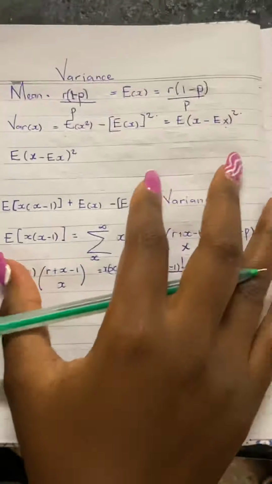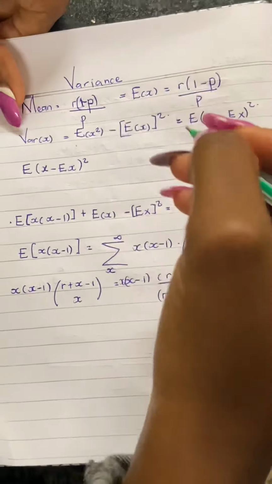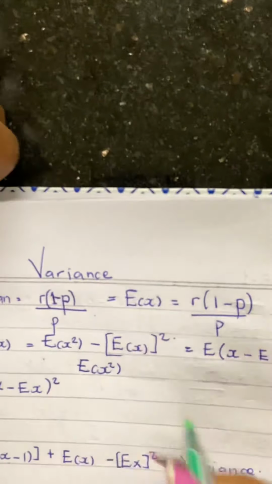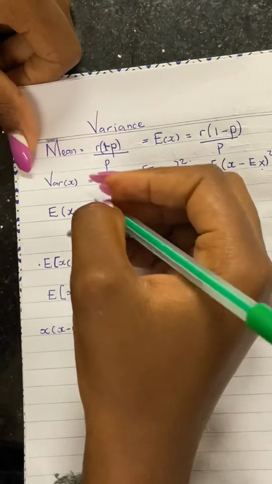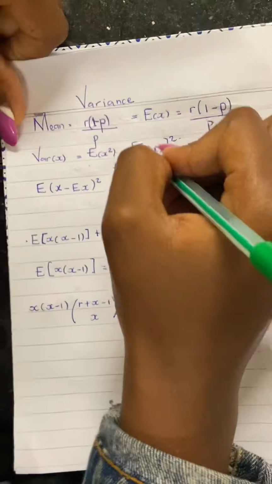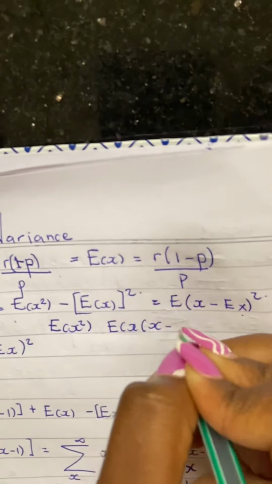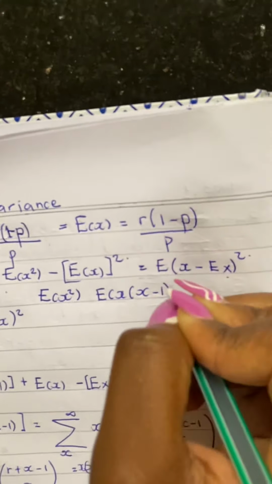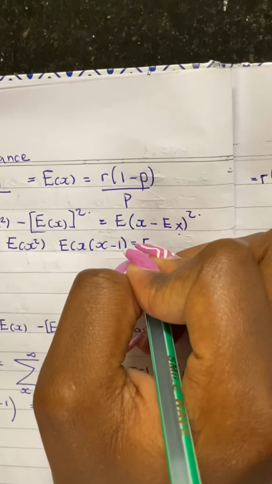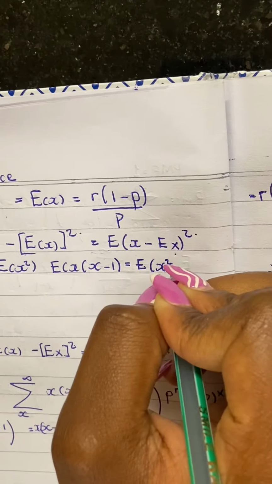So we're going to look for a formula that can give us the expectation of x squared. And when we work from the expectation of x into x minus 1, we're going to get E of x squared minus x.